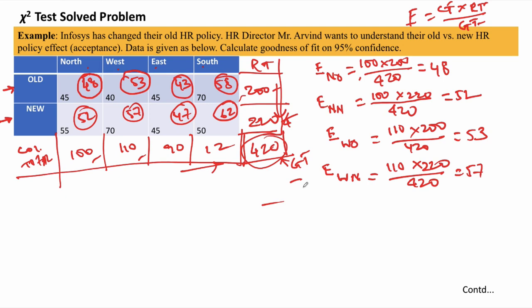Now let's make it in a table. Let's put all these 8 observed values and 8 expected values in a table so that we can calculate O minus E square, summation, divide, and so on. We can apply the chi-square formula.